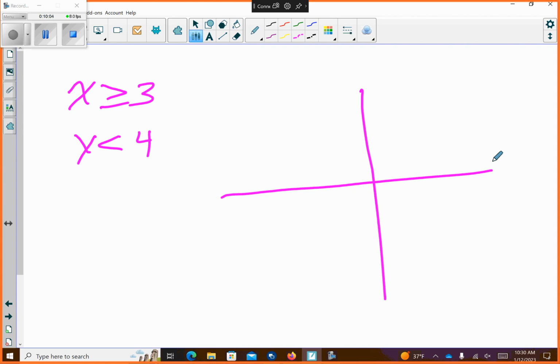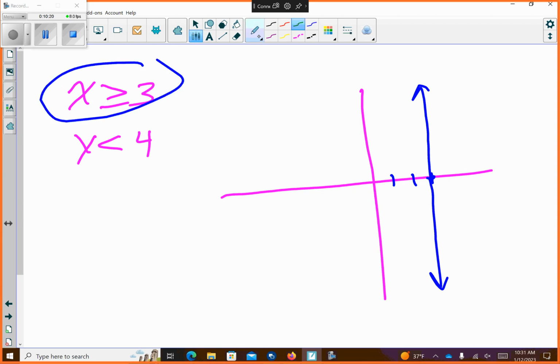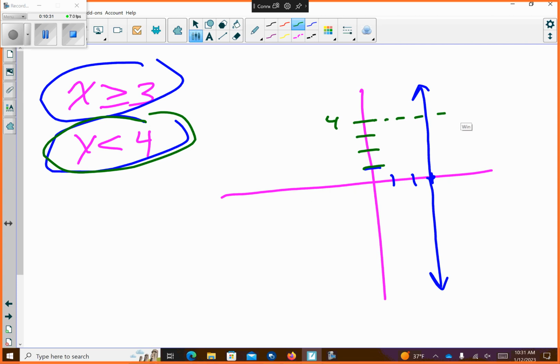Go to the x, positive 3 on the x, and then graph it up. Is it solid or dotted? Solid. So notice I have a vertical line. Agree? And then how do I graph the other one? Go to the y, to the 4, and then do a dotted line. Make that green. 1, 2, 3, 4. And this will be a dotted line.